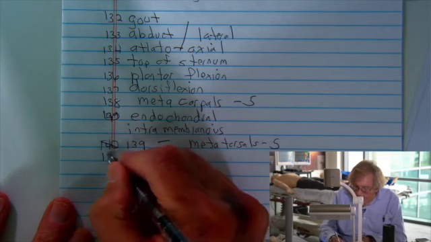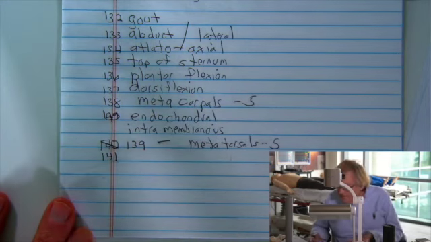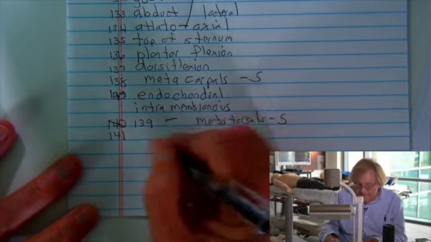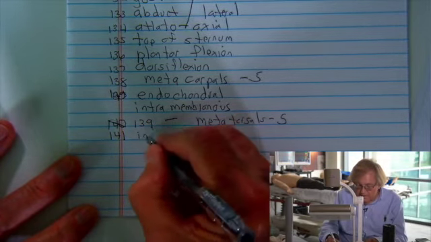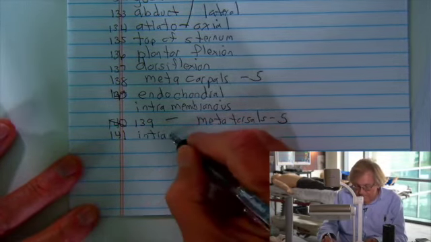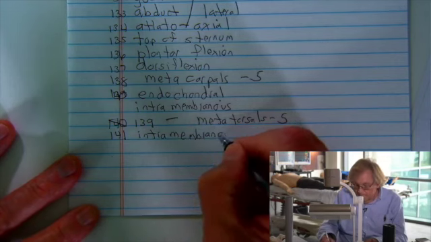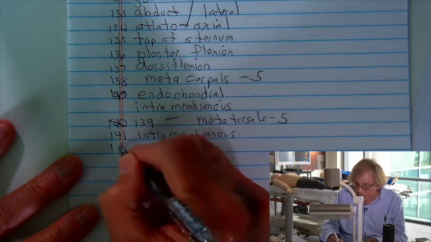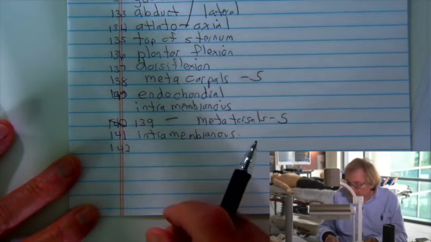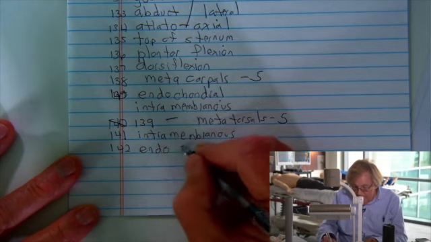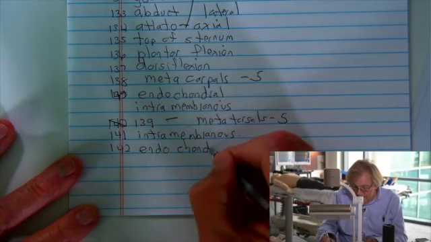141 is the type of ossification in skull bones. I just said that. That's going to be intramembranous. 142 is a type in most bones. Answer is going to be endochondral within a cartilage model.